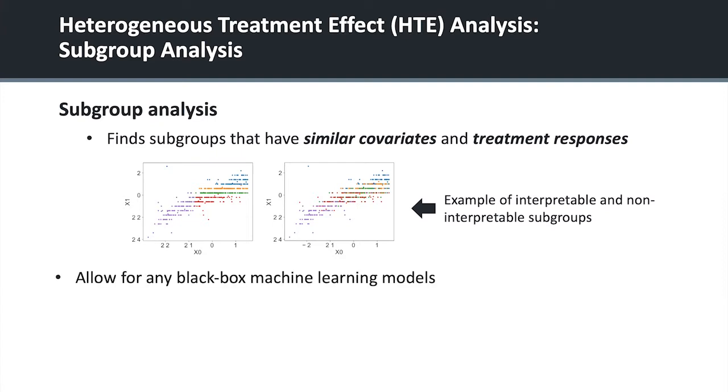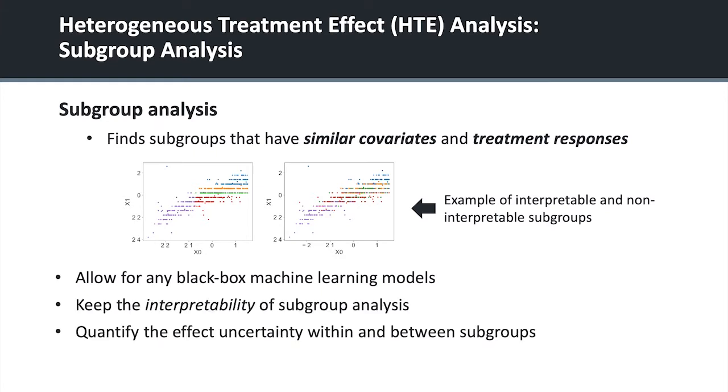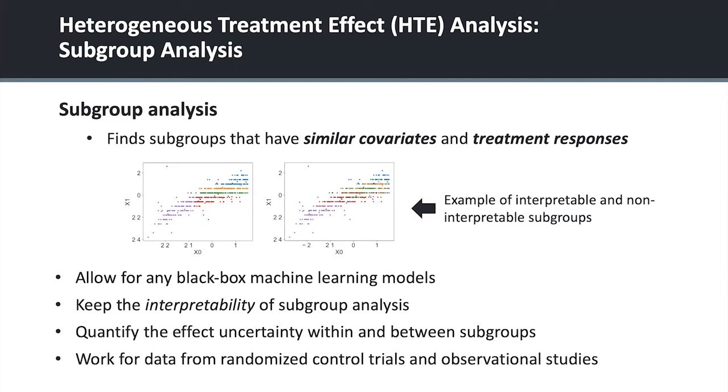Our method aims to find interpretable subgroups, while allowing for any black box machine learning model to be used for treatment effect estimation. The identification of the subgroups improves the interpretation of the treatment effects. Our method also quantifies the uncertainties in the subgroup discovery process. All these advantages together make it possible to develop more effective treatments and to improve the design of further experiments based on the data collected from randomized trials and observational studies.